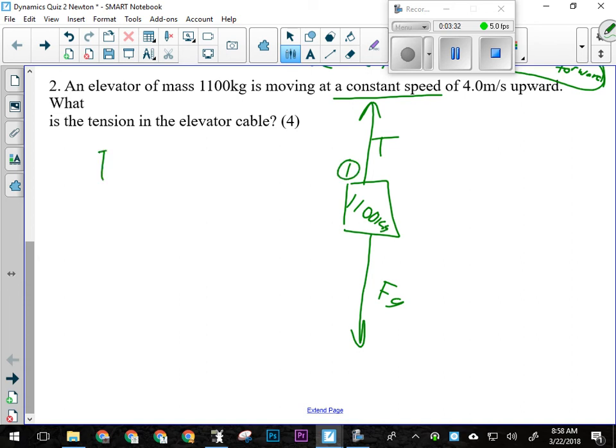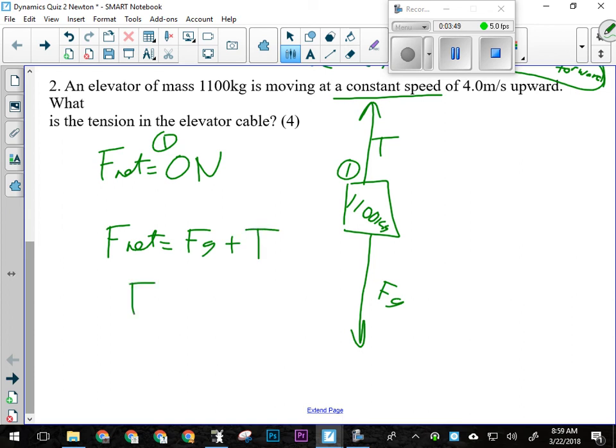It's 1100 kilograms here, so you can give them 1 mark for their givens. You can give them 1 mark for recognizing that F net was 0 newtons. Hopefully they have that written somewhere. What that means for us is that F net equals Fg plus the tension. Since F net is 0, Fg equals negative T.